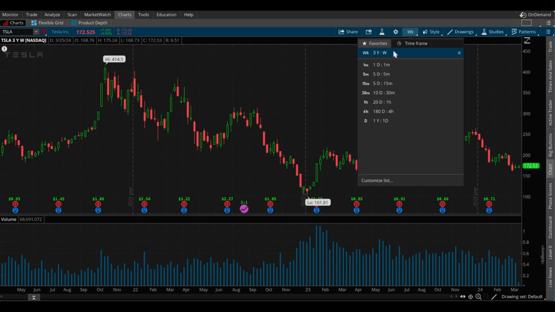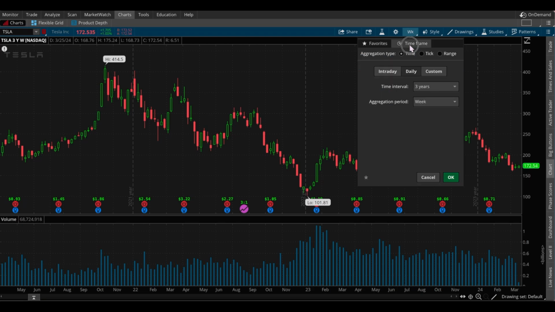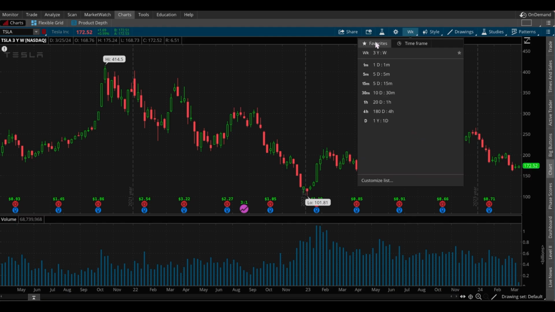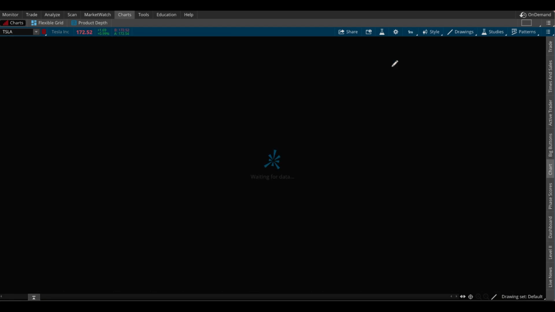So this is also going to be a place where you can use time frames. You can set them up to be customized to whatever you'd like. Simply click time frame, click custom. You can set the time period, and then you can also set the amount of minutes or hours that you would want for your time frame, and then click OK. But I already have favorites selected, so I like to just stick to the ones that I use.